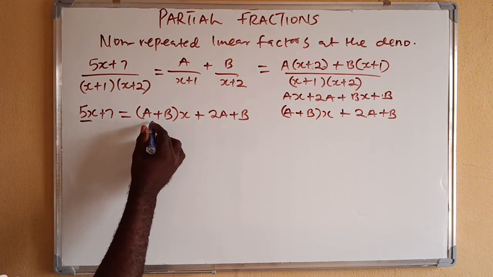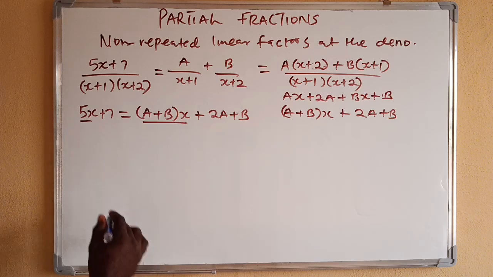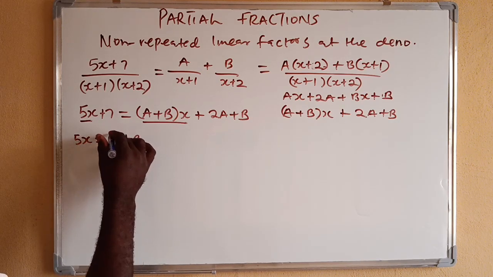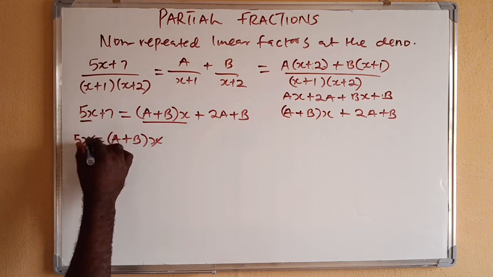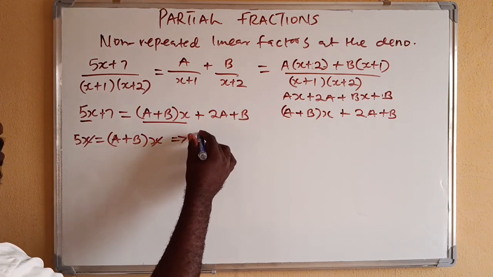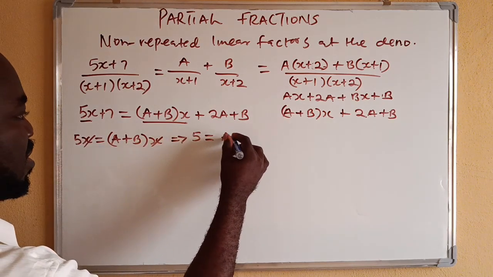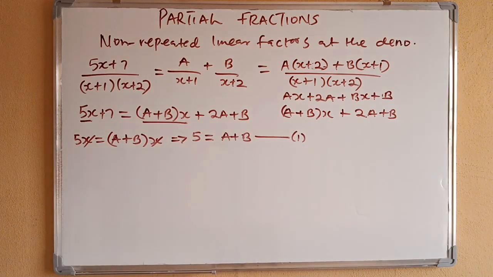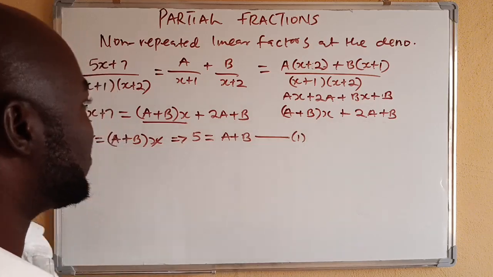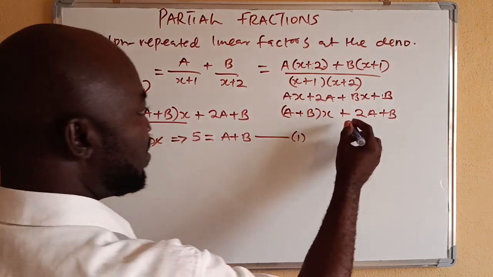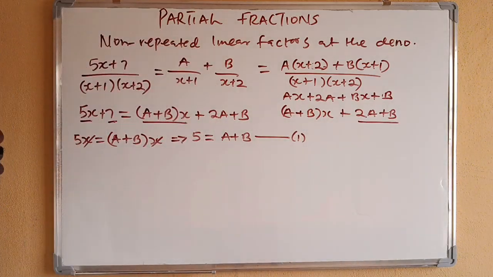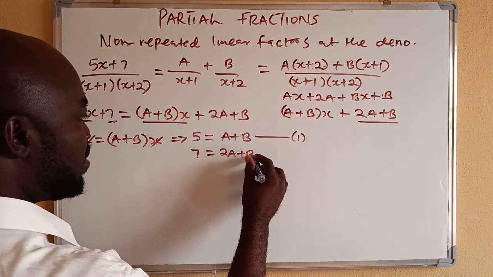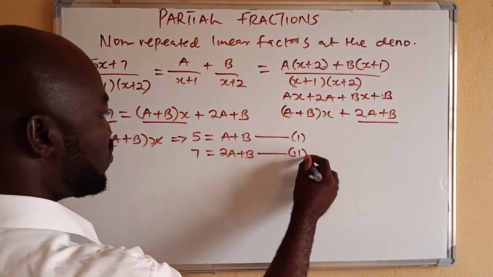The ones that have x, I'll equate them. So I'll have 5x will give me a plus b with the x. So the x will cancel the x. So I'm going to have that my 5 will be equal to a plus b. This becomes equation 1. The ones without x, which are constant, 7 with 2a plus b will go together. So 7 equals 2a plus b will give me equation 2.